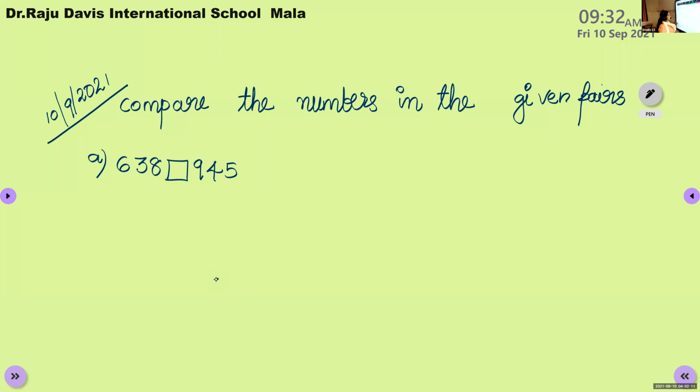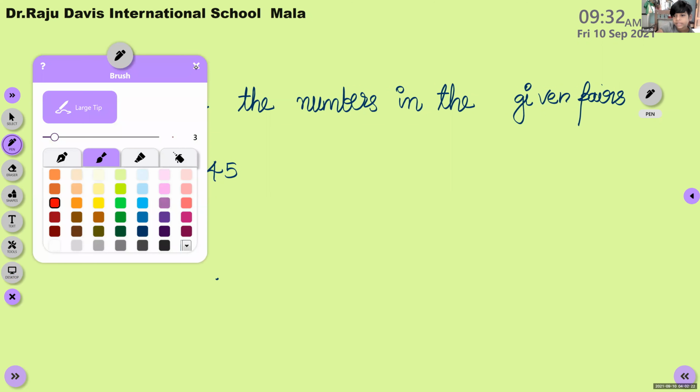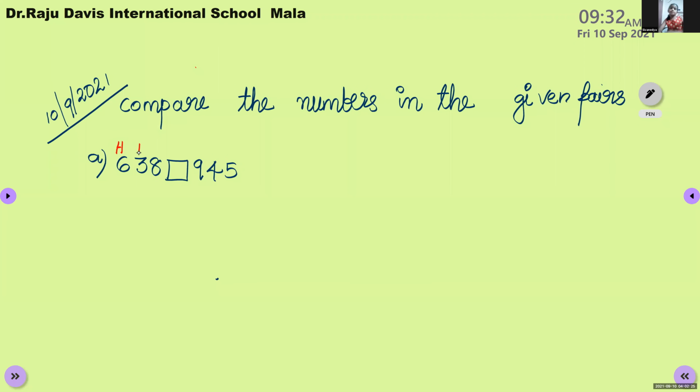So what do we have to do next? Compare the hundreds place. Your H-T-O. For the first number, how many hundreds? 600. The next number, how many hundreds? 900. 6 is less than 9 or greater than 9? Less than 9.